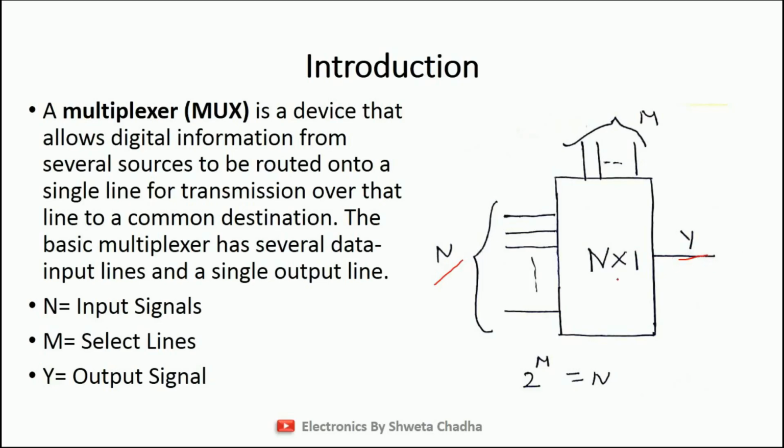Generally, a multiplexer is termed as n cross 1, where n is the number of input lines we have and one output is going to be there. The function of select lines is just to select which input signal will be collected across the output signal. And how to calculate the number of select lines? This is the formula for that: 2 raised to power of m is equal to n, where m is the number of select lines we have and n is the number of input signals we have.